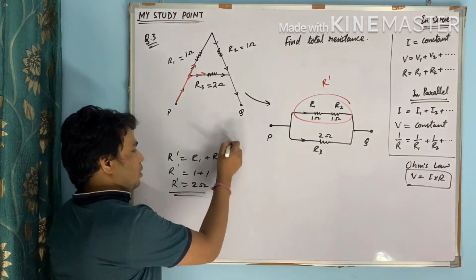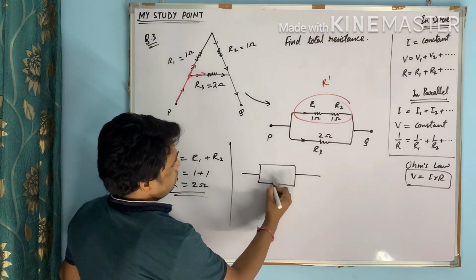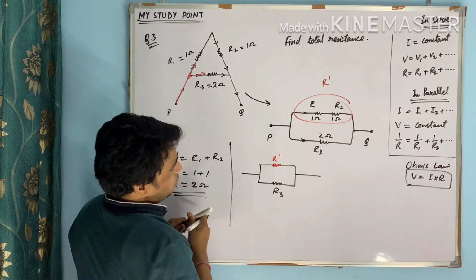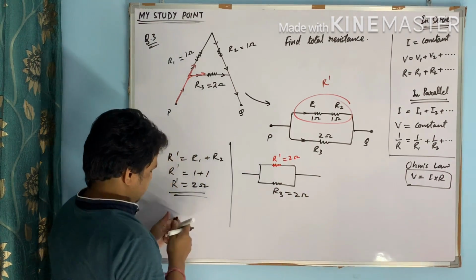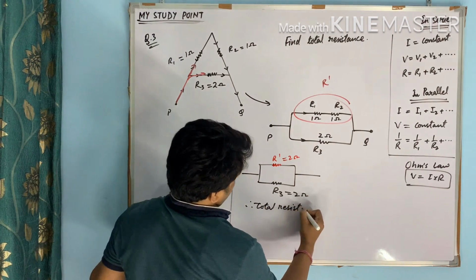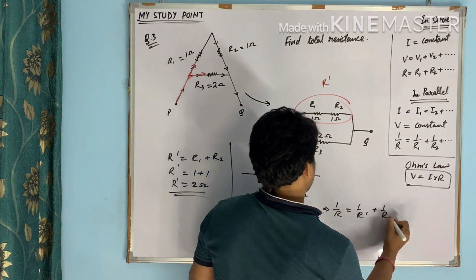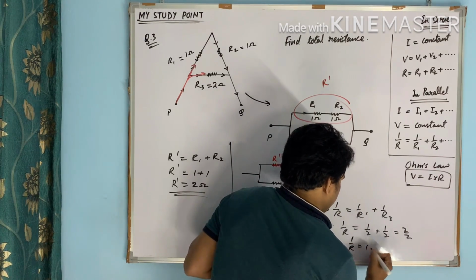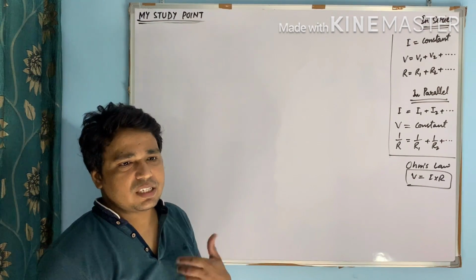Now redraw this diagram in this pattern also. This is R3, and these two are taken as R dash. Okay, R3 is how much? 2 ohm, and R dash is also how much? 2 ohm. So total resistance will be what? 1 by R is 1 by R dash plus 1 by R3, that is 1 by 2 plus 1 by 2, 2 by 2. 1 by R is 1, so R will be what? 1 ohm. Now let's start with some tricky question, but we will start with basic one.